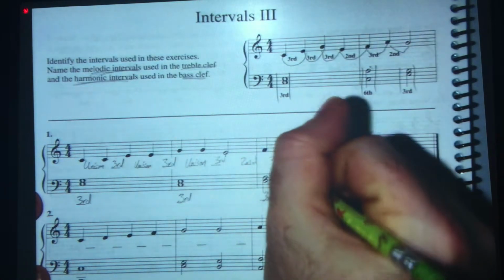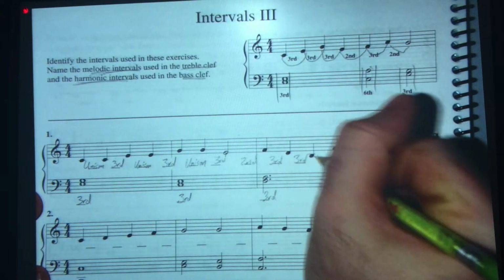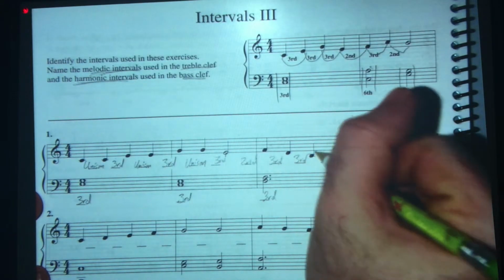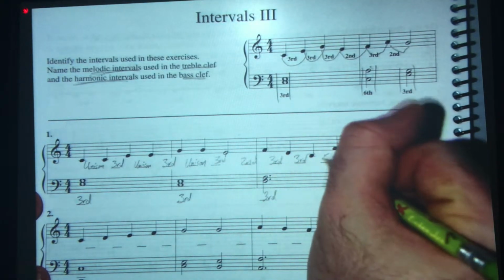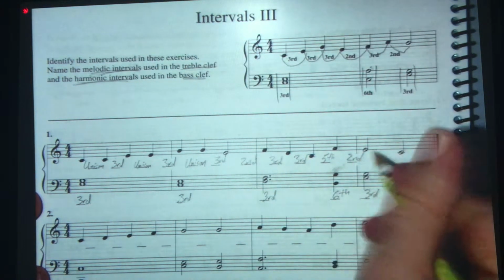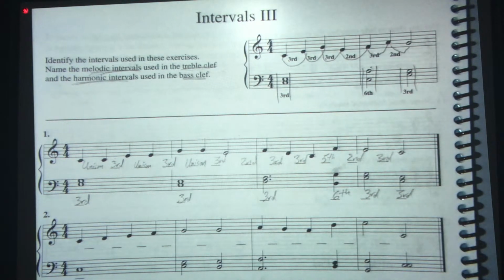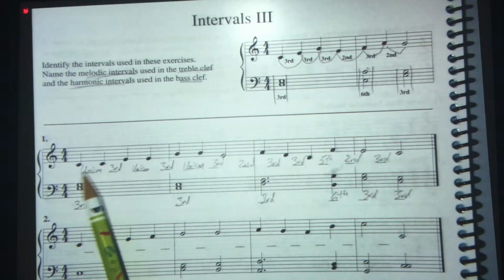F to D, third. D to B, third. B to F, 1, 2, 3, 4, 5. That's going to be 5 notes apart. F to E, second. E to C, third. There you go. Now, we're going to play just the right hand so that you can see these intervals first.